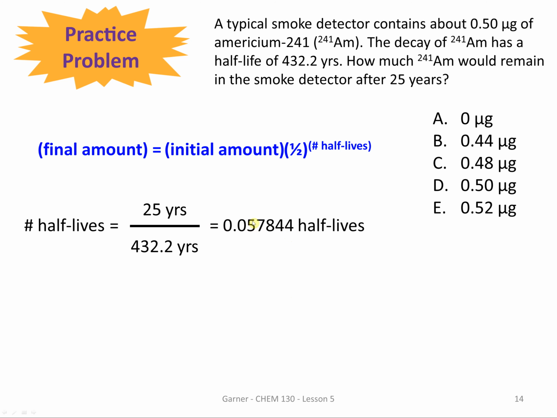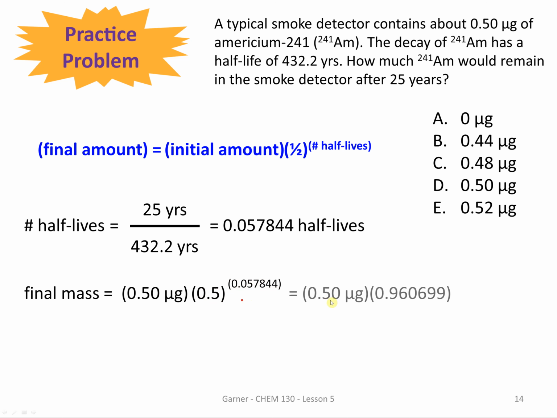All right, so that's the value that I need to plug into my equation in place of the number of half-lives. So my final mass of material in the smoke detector is going to equal the initial amount of 0.5 micrograms times 0.5 raised to the power of 0.057844, since that's the number of half-lives that have passed. If I simplify this exponent, I'm going to get a value here of about 0.96, and if I work out the math, I'm going to get a value of 0.48 micrograms. So that's going to correspond to choice C here.